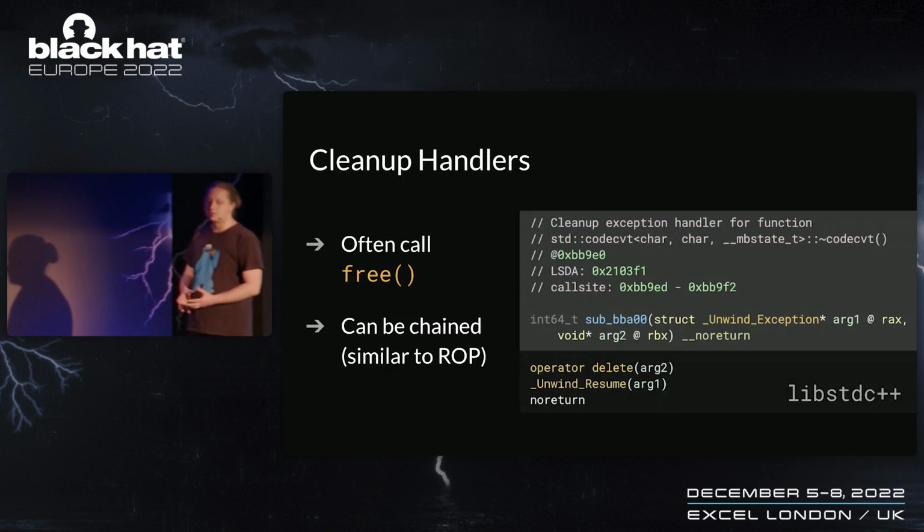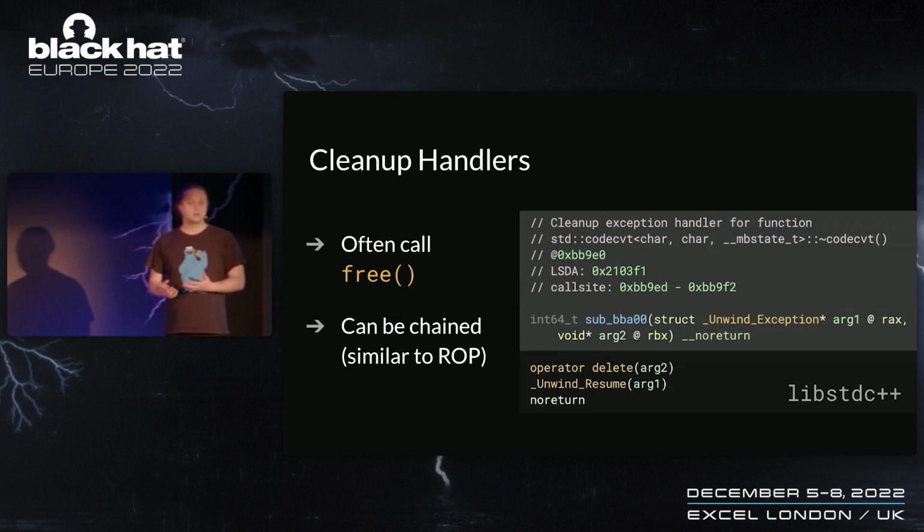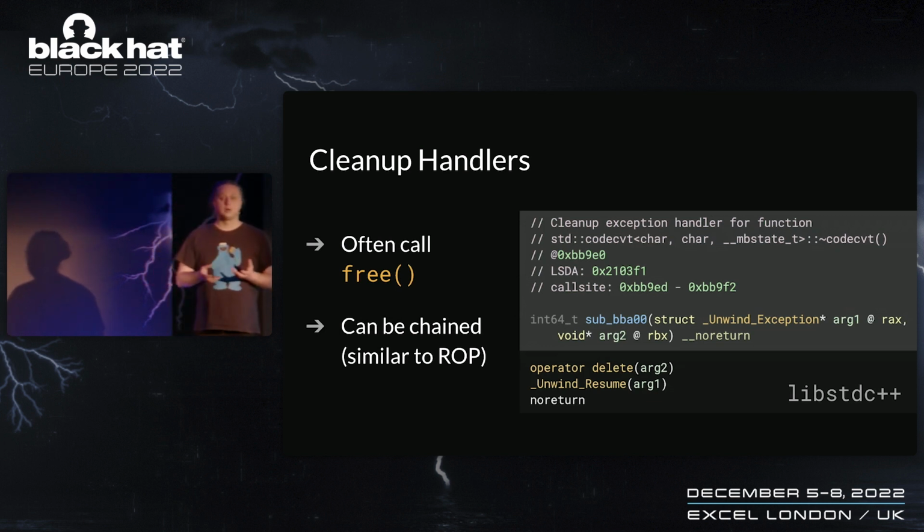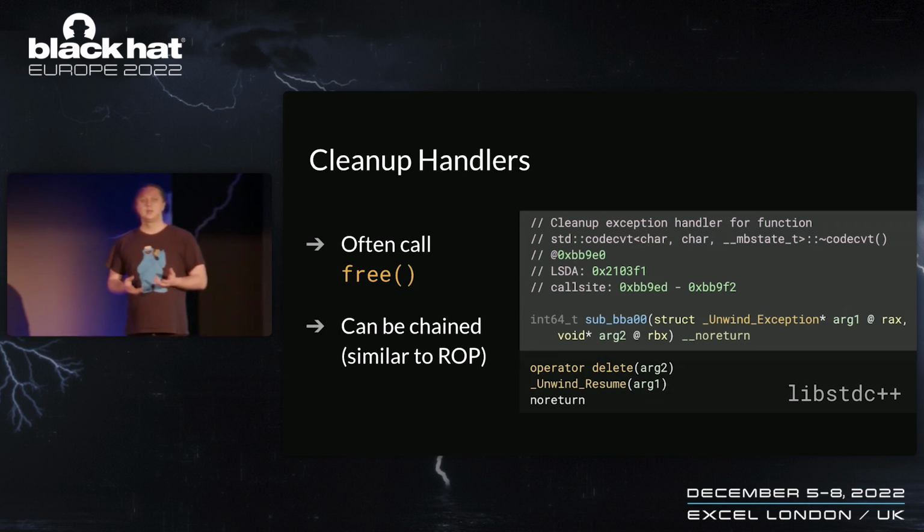So cleanup handlers have the interesting property that because they are destructors, they often call cleanup code. That means manipulating heap state. That means freeing variables. If we can target arbitrary frees, because the variables that get freed are local to the cleanup handlers, that means that we can also call arbitrary frees in the program. That's a really powerful primitive in exploitation because it allows us to trigger use after free vulnerabilities.